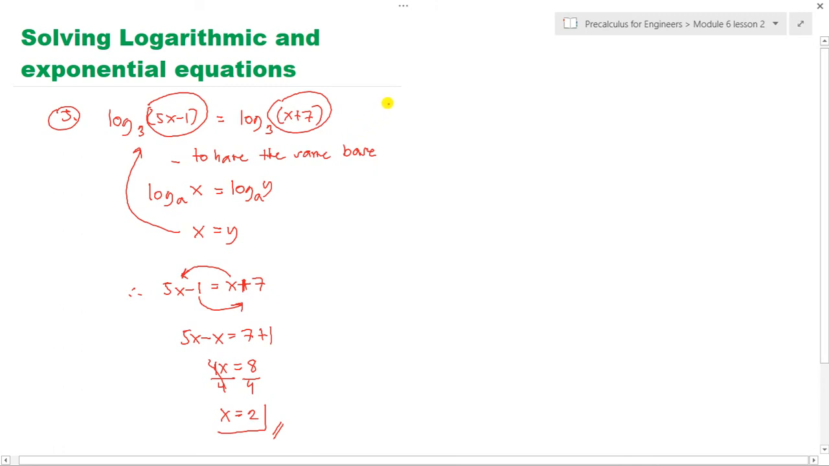How about for example number 6? Here we are given log of x plus 6 to the base of 5 plus log of x plus 2 to the base of 5 is equal to 1.